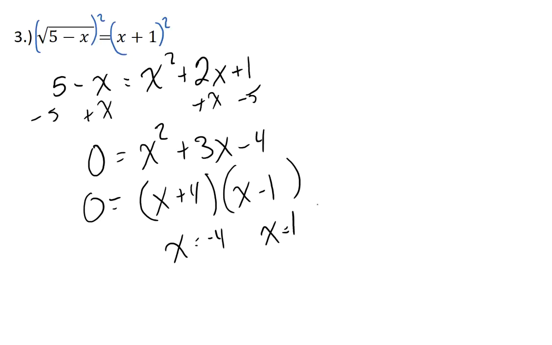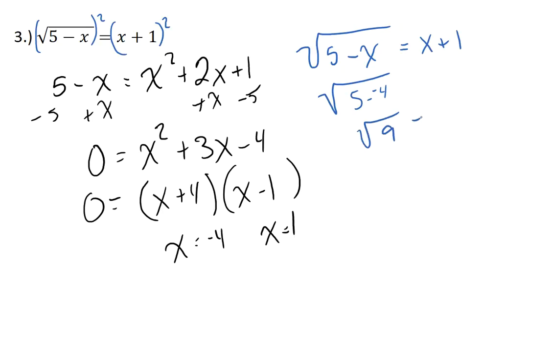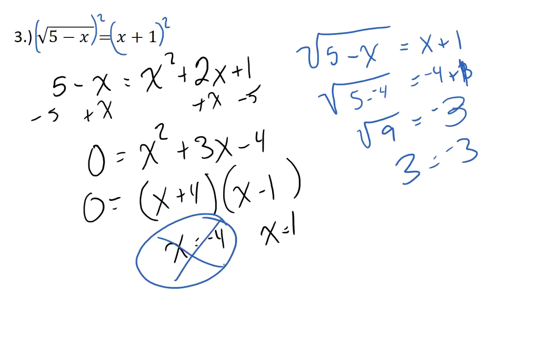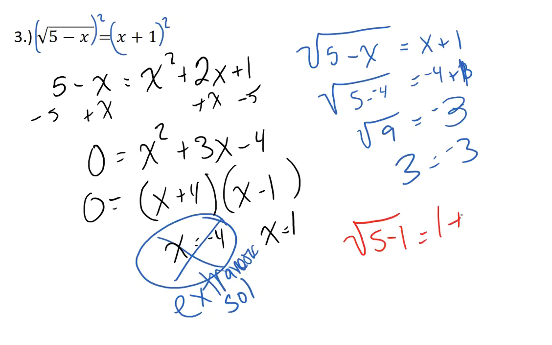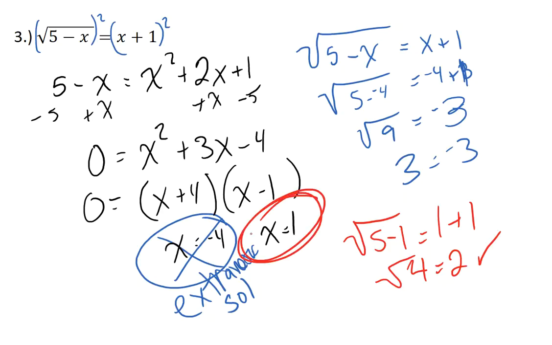Again, I'm going to plug both into the equation to make sure they work, since I might get an extraneous solution. So 5 minus negative 4 is the square root of 9. And does that equal negative 4 plus 1? It actually doesn't. So negative 4 is our extraneous solution. Now we're going to try the 1. If I do 5 minus 1 and take the square root, does it equal 1 plus 1? Square root of 4 does equal 2. So 1 would be the only solution to this.